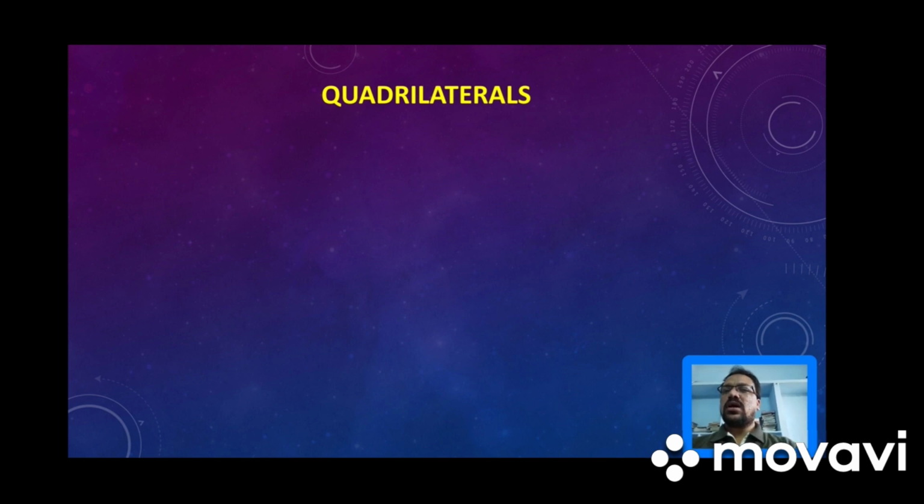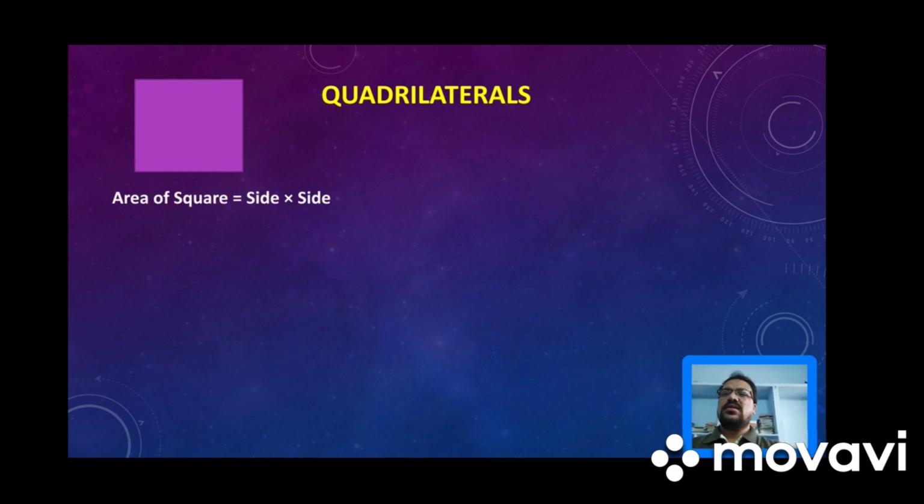Let us look at these. It is a square and whose area is side into side. So these are two sides, two directions. There are two directions in this area. It is also a 2D figure.